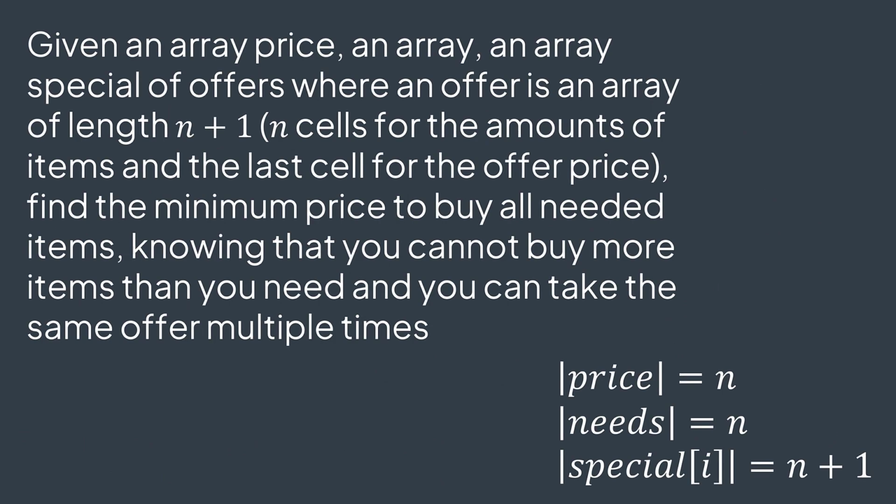We have an array price of length n where price[i] is the price of the item i, an array needs of length n where needs[i] is the amount you need of the item i, and an array special of offers where each offer has a length of n plus 1, with the amount of each item, and the last cell for the total price. Starting from this input, you need to find the lowest possible price to buy all items you need, knowing that you cannot buy more items than you need, even if it would reduce the price. And you can take the same offer multiple times.